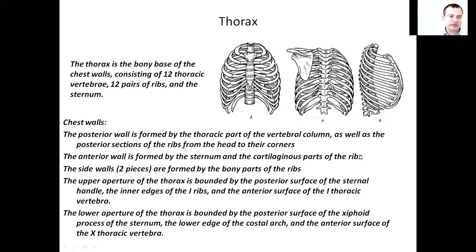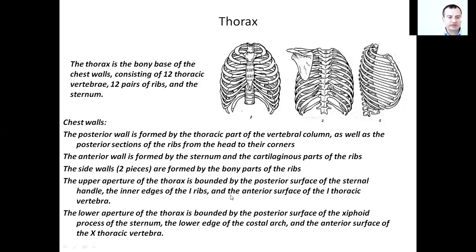The thorax is the bone base of the chest wall, consisting of 12 thoracic vertebrae, 12 pairs of ribs, and the sternum. Chest walls: the posterior wall is formed by the thoracic part of the vertebral column, as well as the posterior section of the ribs from the head to their corners. The anterior wall is formed by the sternum and the cartilaginous parts of the ribs. And the side walls, two pieces, are formed by the bone parts of the ribs.